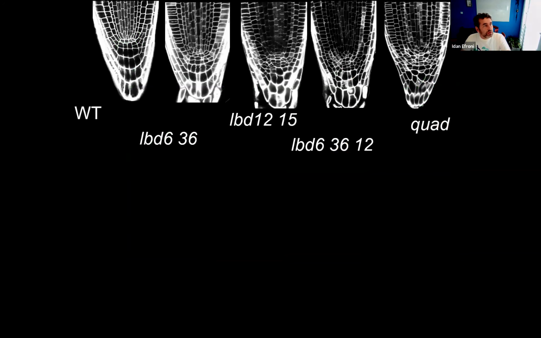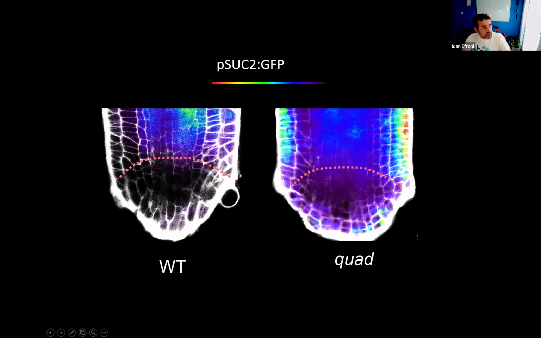What happens if we knock them out? It's a group of five LBDs that are co-expressed. If you knock out individual ones or double ones, there's not much effect. But once you remove four of these genes, we can see that at least the distal part of the root is disrupted in terms of its organization. But what's more important now is that when we make the cut and we look at what's happening to this region with our free-flowing GFP, we see that GFP can now enter this restricted zone. So we don't have this block on the movement at the tip.